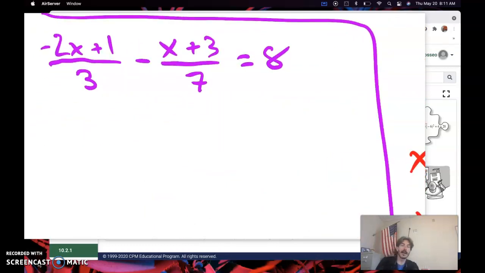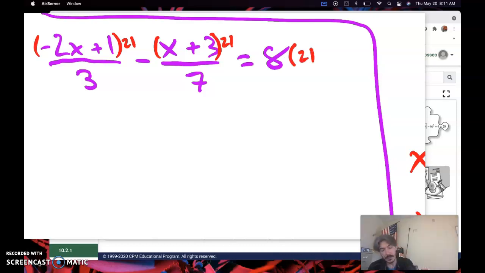And here's where I can really save myself a little bit of time and multiply by the least common multiple. So I recognize that 7 and 3 are my two denominators here. 7 doesn't go into 3, 3 doesn't go into 7 evenly. So the least common multiple of those two things is going to be 21. So I'm going to take 21 and multiply it on both of these terms, okay?